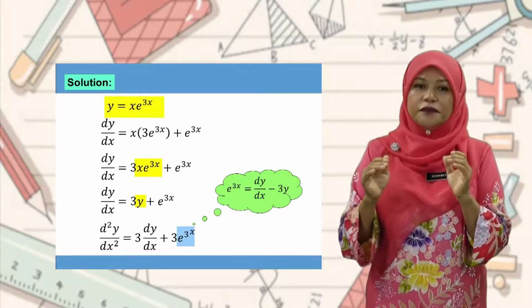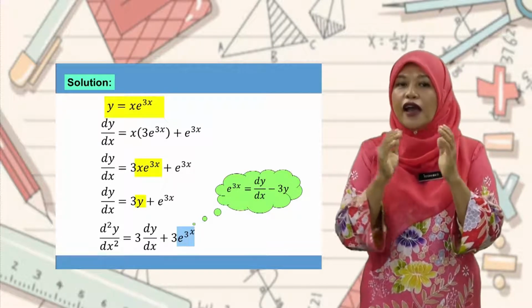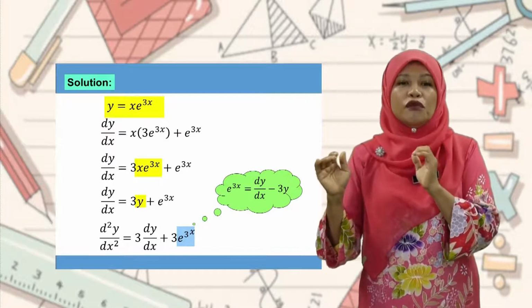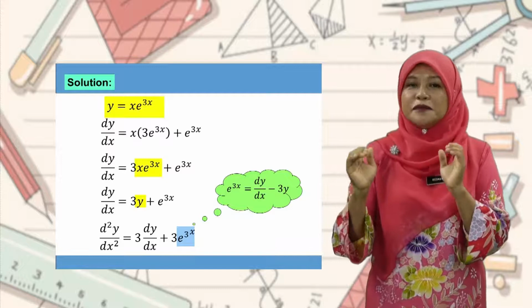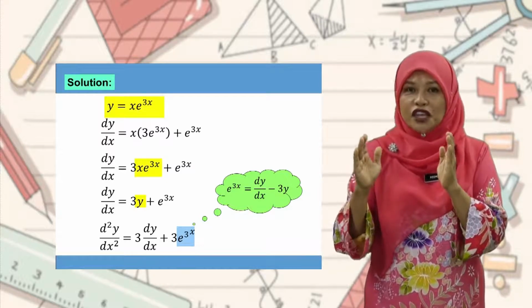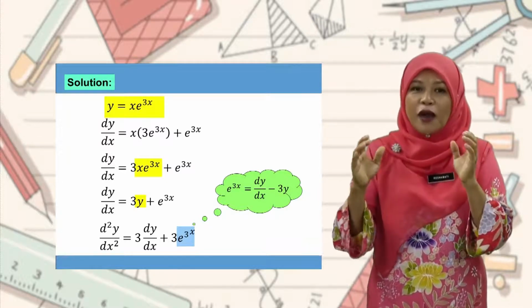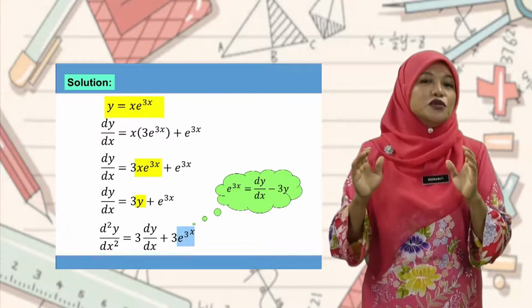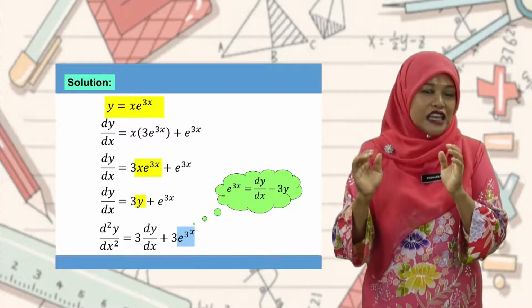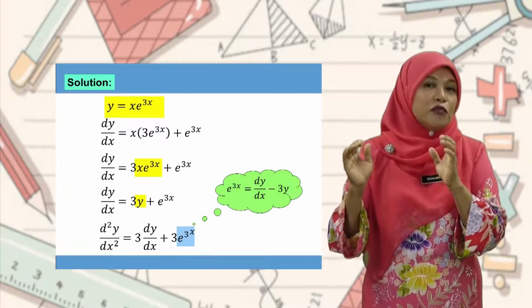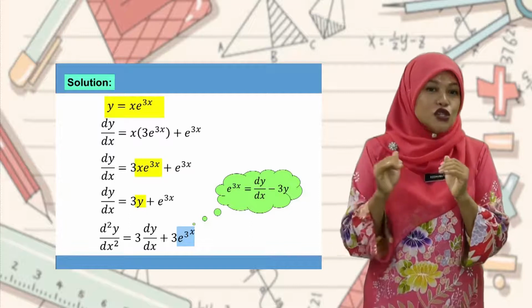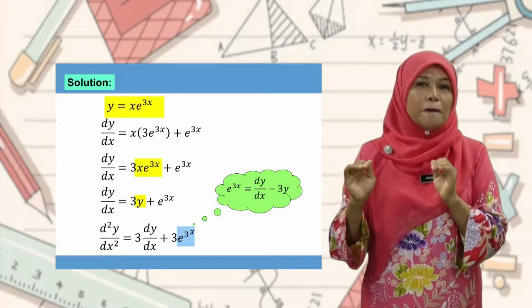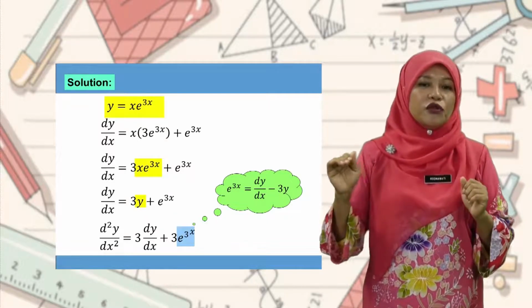Here I have highlighted the x multiplied with e to the power of 3x. Why did I highlight this part? Because if you realize, this part is exactly equal to y. So I am able to write x e to the power of 3x as y. So I will have dy dx equals 3y plus e to the power of 3x.